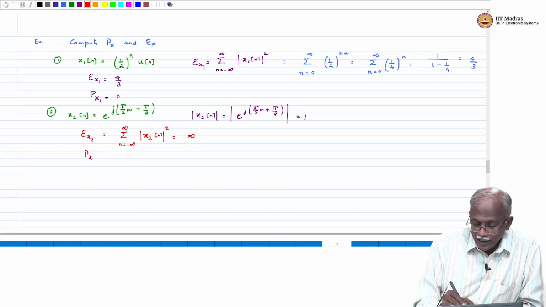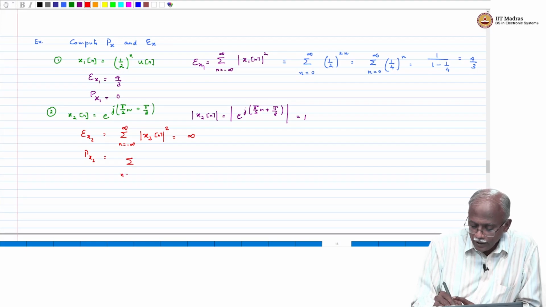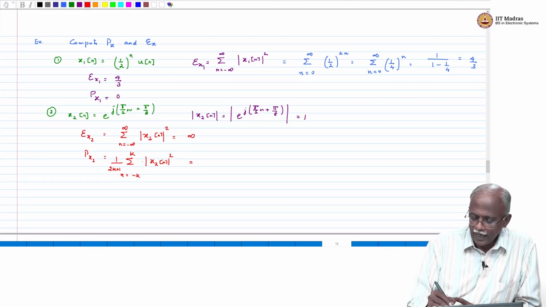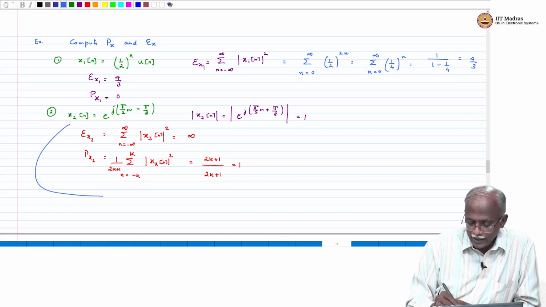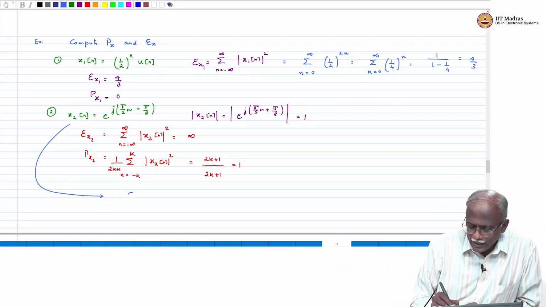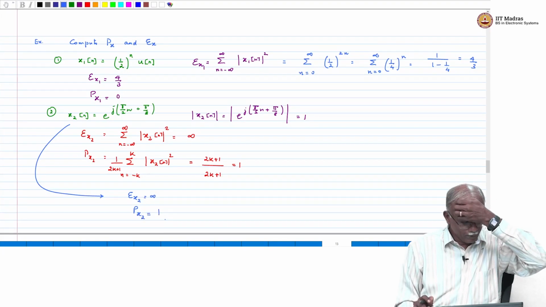Now, P of x2, remember we said you take the summation from n equal to minus k to k, divide by 1 by 2k plus 1, of mod x2 of n magnitude squared. So, this will come out to be, you are adding 2k plus 1 times the number 1, and the scale factor of 2k plus 1 in the denominator, this is equal to 1. So, for these complex exponentials, these are sinusoids which are periodic functions, energy will be equal to infinity. The power you have to calculate, but in this case we calculated, it comes out to be equal to 1 in this particular example.